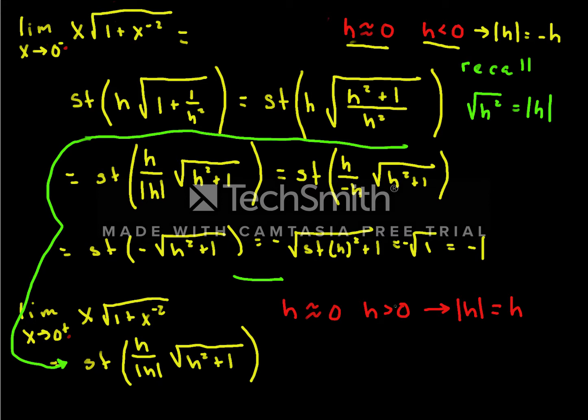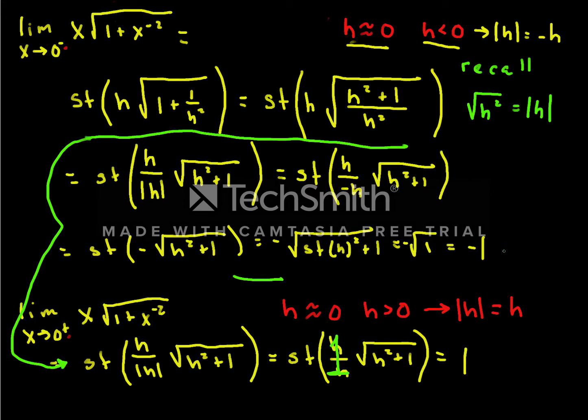But now my absolute value of h is simply h. So this is the standard part of h divided by h times the square root of h squared plus 1. But now h divided by h, this ratio here, is just 1. Right? And the standard part will squeeze through like it did before, and we get that this is equal to a positive 1.